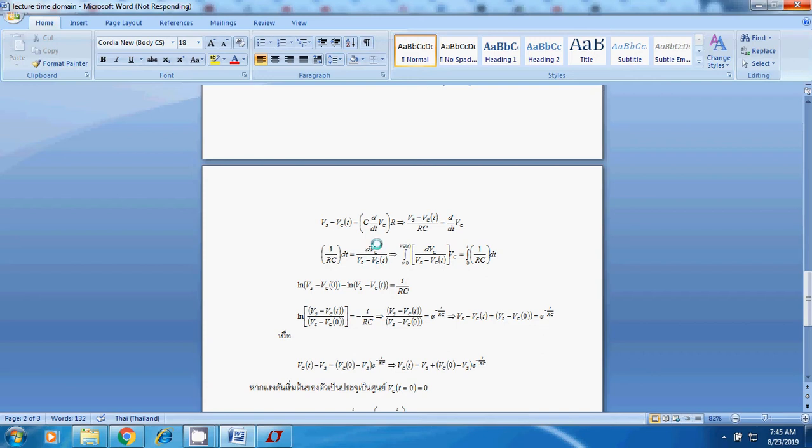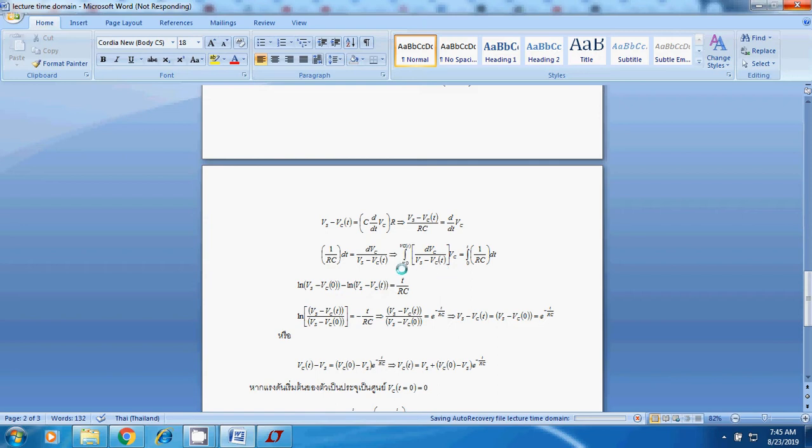On the right here, dVc divided by Vs minus Vc times t. You integrate with respect to Vc, starting from Vc at t equal to 0 and going to Vc at arbitrary time. So on the left you have ln of Vs minus Vc. Actually, I switch around: I take Vc minus Vs, so you have the negative side here.